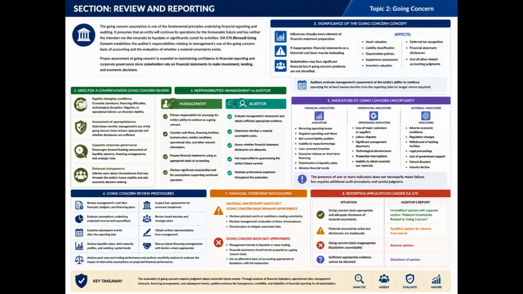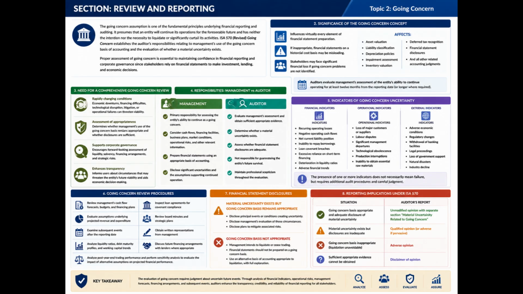Consequently, the going concern assumption directly affects asset valuation, liability classification, depreciation policies, impairment assessments, inventory valuation, deferred tax recognition, and financial statement disclosures. Failure to identify going concern problems may expose investors, creditors, employees, and regulators to significant financial loss. Accordingly, auditors devote considerable attention to evaluating management's assessment of the entity's ability to continue operating for at least 12 months from the reporting date or longer, where required by the applicable financial reporting framework.